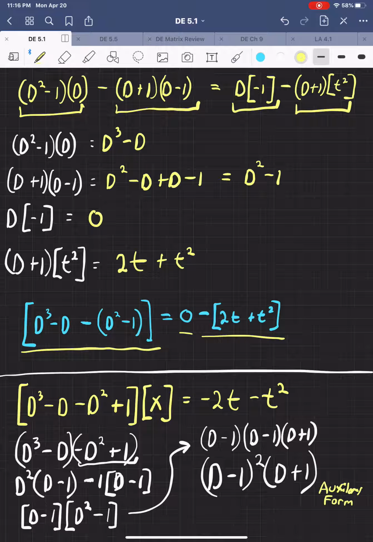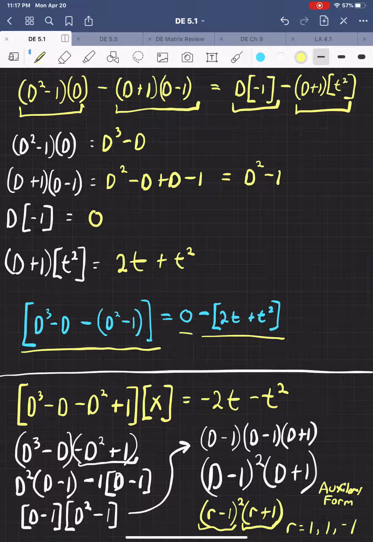So it would just simply be r minus 1 squared. Then you would have r plus 1. So what do we get? What we get in this case is r is equal to 1, 1, and negative 1, right? We have a degree of 3.